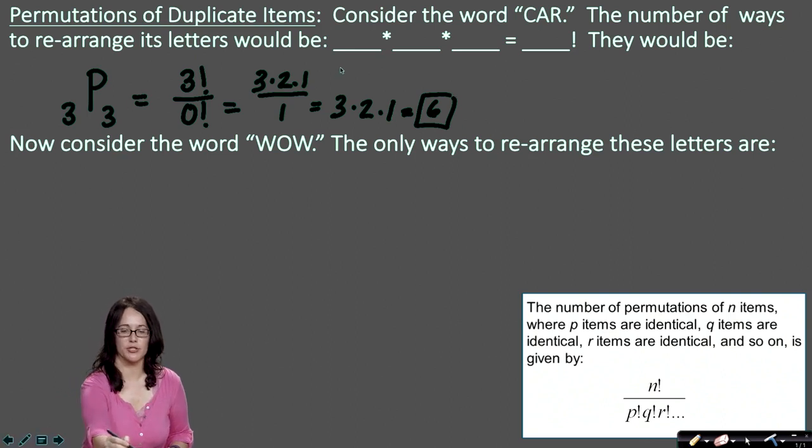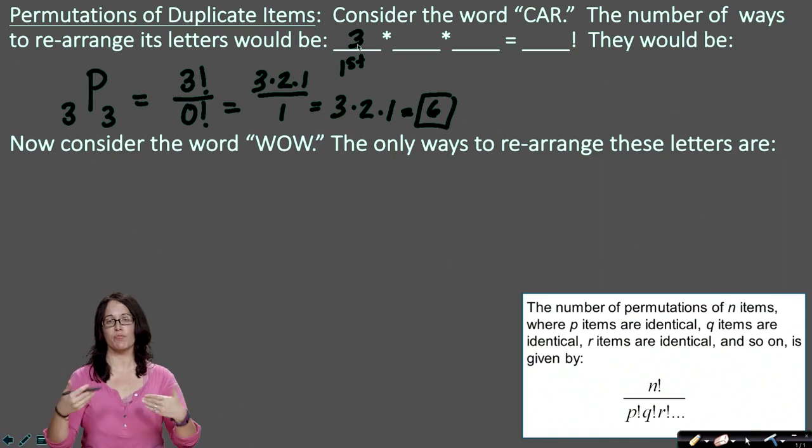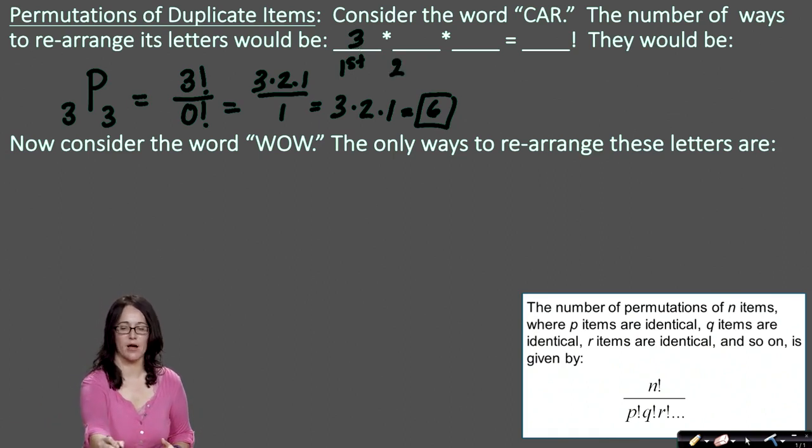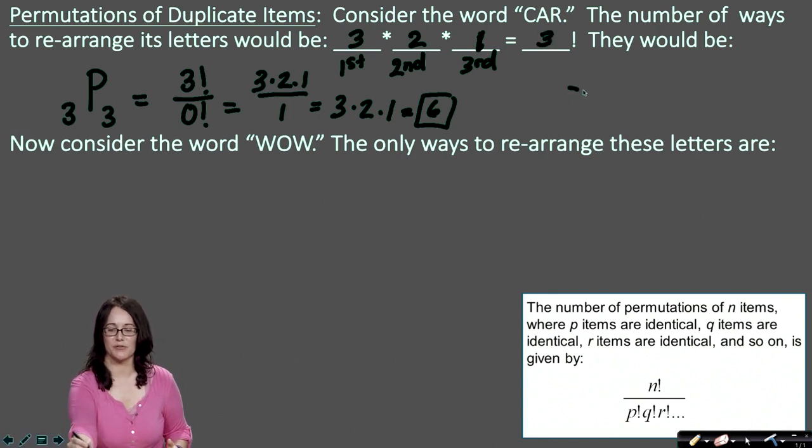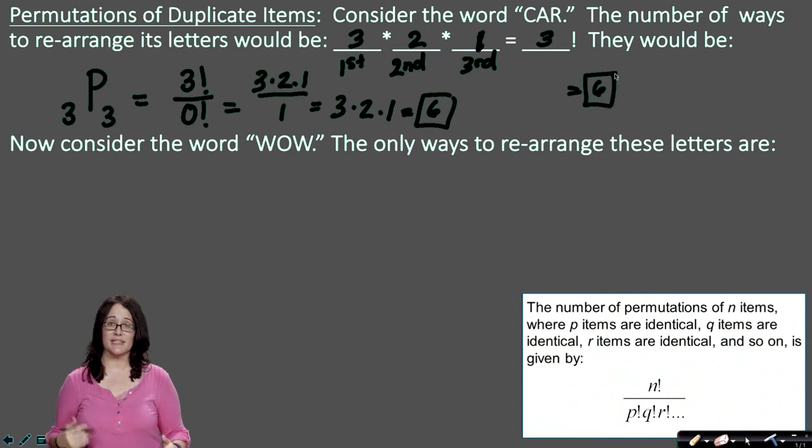For the first selection, you have 3 options, C, A, or R. Once you've picked one of them, now for the second option, you only have 2 letters, right? And finally, for the third option, by default, you're down to that last letter. 1 letter left. And there is 3 times 2 times 1, or 3 factorial, which is also known as 6. So yes, there would be 6 ways possible to rearrange the letters in the 3-letter word car, okay?